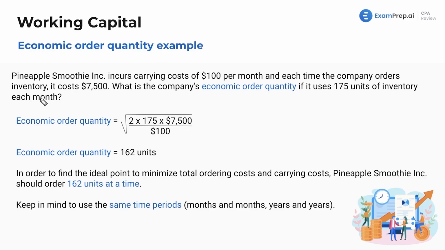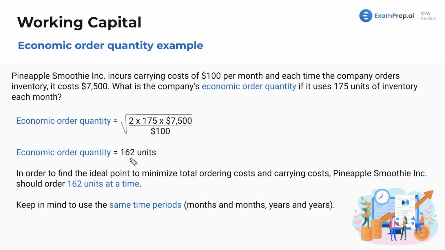Great question. Well, you want to tell me what the answer is? You can now because you're familiar with the formula. Plug and chug, right? We do 2 times 175 units of inventory, times 7,500 of purchase price, divided by the carrying cost of 100. Do a little square root and bring it all together. Economic order quantity gets to 162 units. In order to find the ideal point to minimize total ordering costs and carrying costs, Pineapple Smoothie Inc. should order 162 units at a time. Order 162 units, do another order.